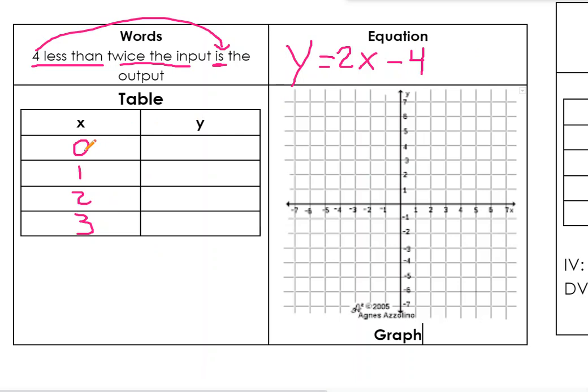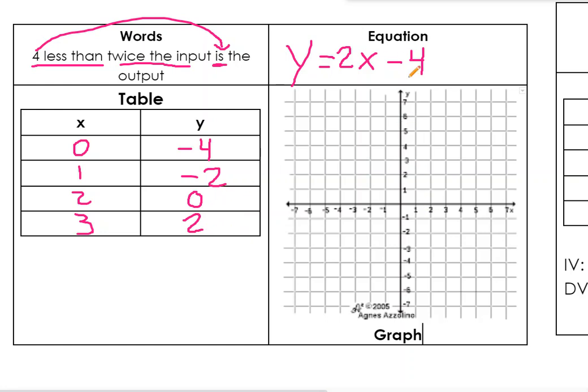So if I plug 0 in, 2 times 0 is 0. 0 minus 4 is -4. If I plug 1 in, 2 times 1 is 2. Minus 4 would be -2. If I plug 2 in, 2 times 2 is 4. 4 minus 4 is 0. If I plug 3 in, 2 times 3 is 6. 6 minus 4 is 2. And now I got some points, right? So now I can graph it, right?